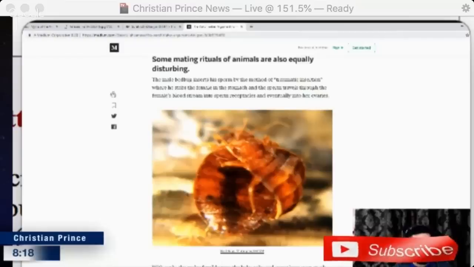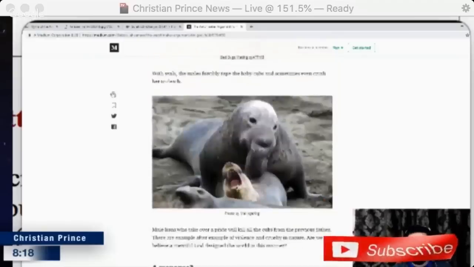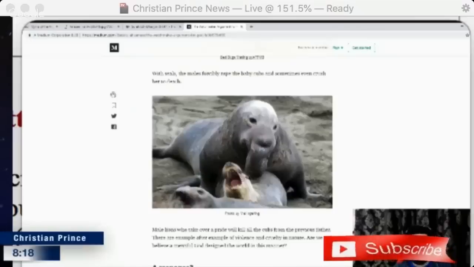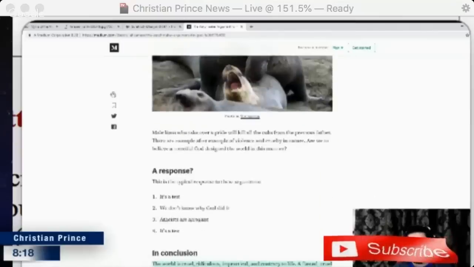The male inserts his sperm by traumatic insertion: he stabs the female in the stomach and the sperm travels through her blood into the sperm receptacles and eventually into the ovaries. This is a very horrible way to make pregnant. And there are so many examples like this in nature. For example, with seals, the males forcibly force themselves onto baby cubs and sometimes even crush them to death. Male lions will kill all of the previous offspring.